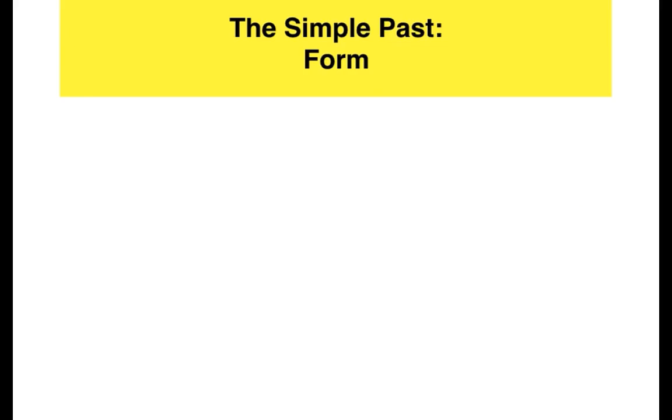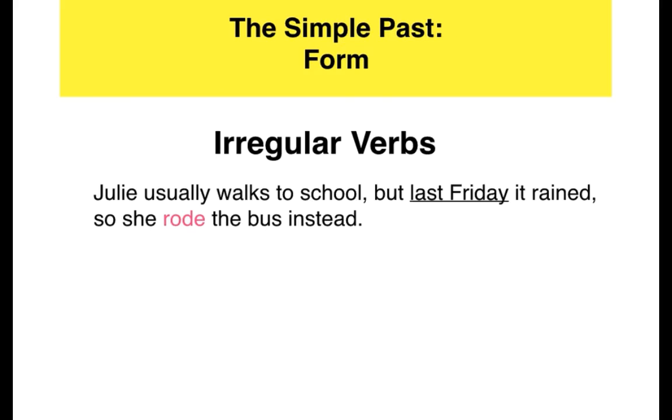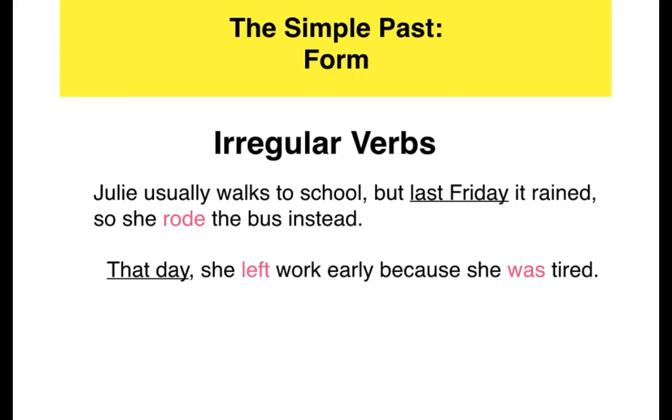Of course, you have already learned that there are many irregular verbs in English that do not follow this conjugation rule. For example, Julie usually walks to school, but last Friday it rained, so she rode the bus instead. That day she left work early because she was tired. Rode, left, and was are all examples of irregular verbs in the past.